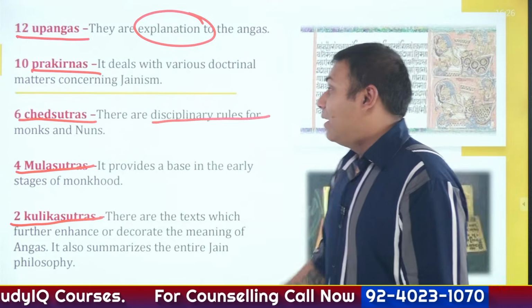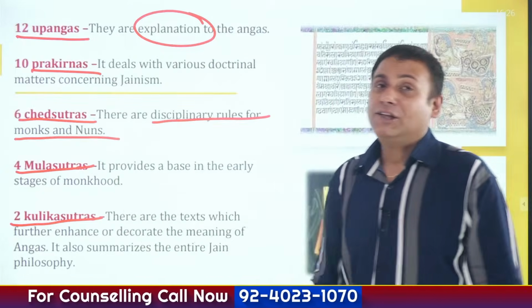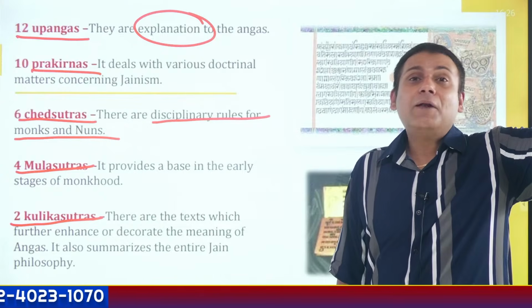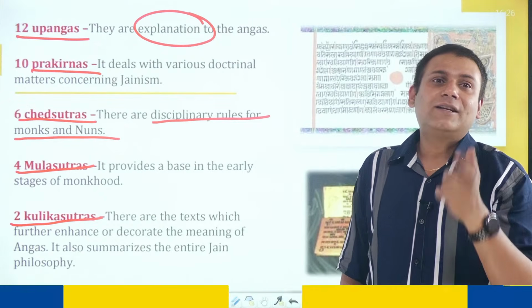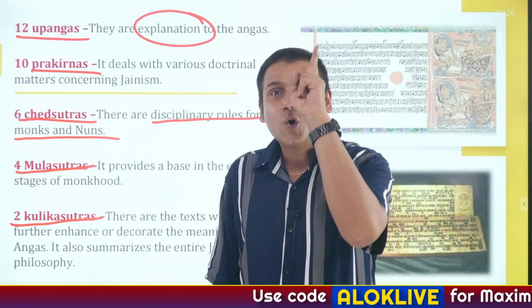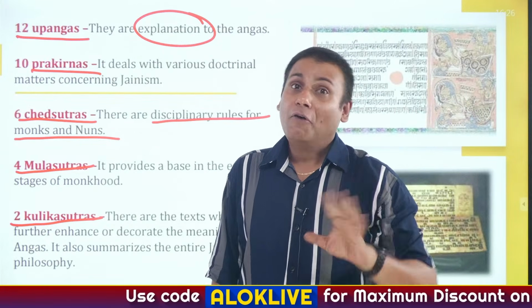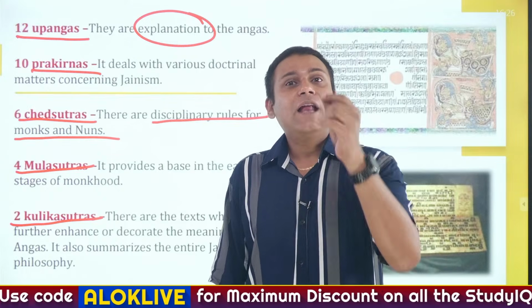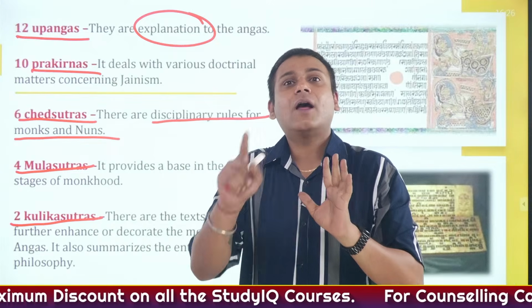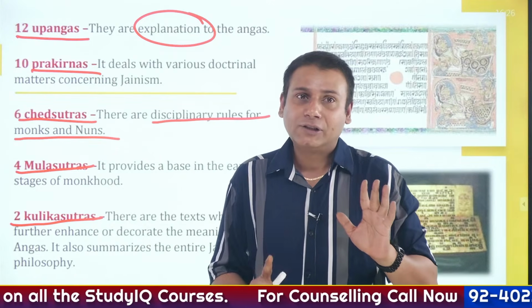The 6 Chhed Sutras are disciplinary rules for monks and nuns. We have seen what Vinay Pitak is. Specifically in Buddhism, as a part of the Tripitaka, there is a text called Vinay Pitak. So Vinay Pitak is nothing but a book on rules and regulations for monks and nuns. And in Vinay Pitak, 227 rules are mentioned for monks and 311 rules are mentioned for nuns.